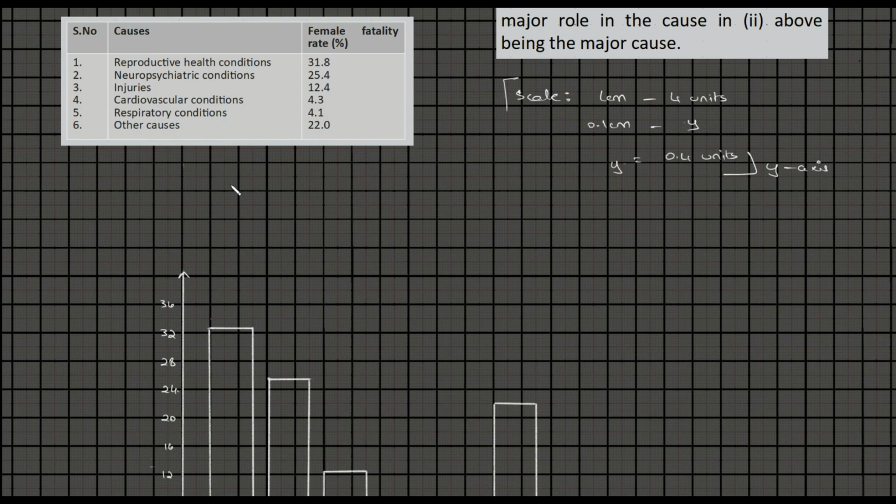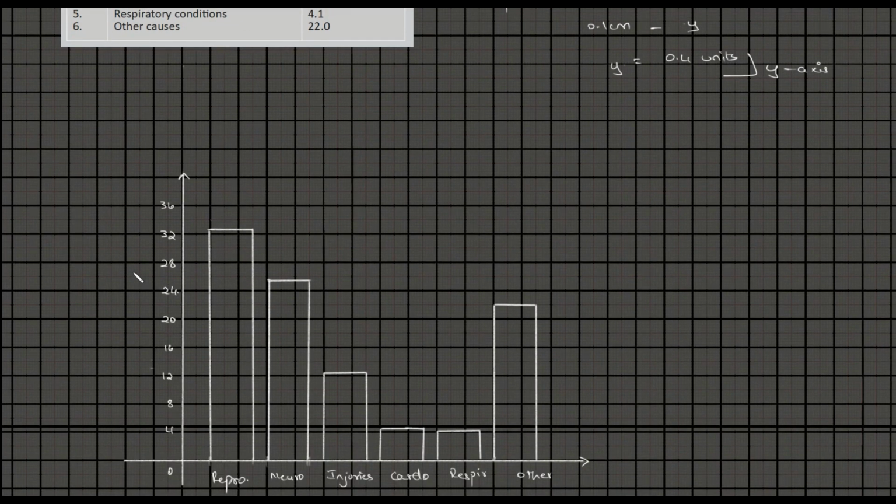Then this is female fatality rate in percentage. Okay, so yeah, and the scale, main thing is the scale over here along the y-axis. For every centimeter we are representing 4%.